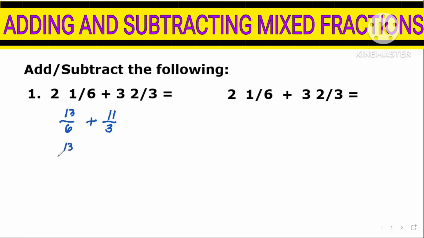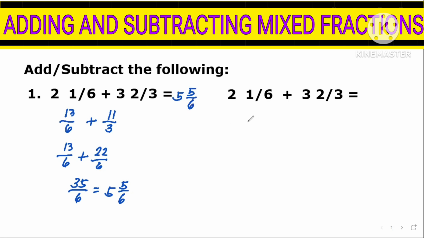And then change this to equivalent fractions with 6 as denominator. So 13 over 6 remains the same. 11 over 3, multiply natin by 2, 22 over 6. And then adding the numerator, we have 35 over 6. Now, if we change this to mixed fractions, 35 divided by 6 is 5, with remainder 5, so that is 5 and 5/6. Okay? So, 5 and 5/6.